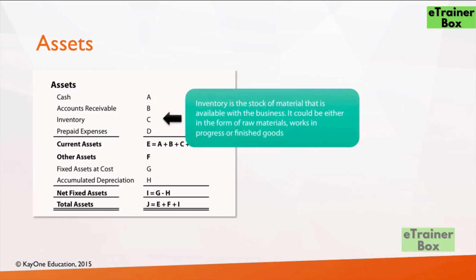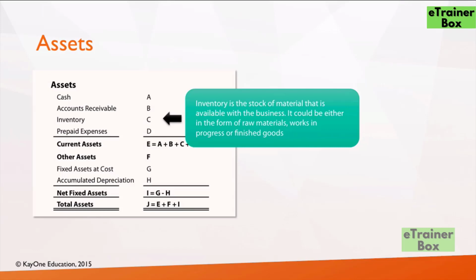The third one is inventory. In simple terms, inventory is a stock of material that a company has or a business has. It could be either in the form of raw materials. Raw materials are basic materials that are going into the finished goods process. Or it could be work in progress, meaning the creation of the final goods is still in progress. Or it could be finished goods itself, meaning the final product which is ready for sale.